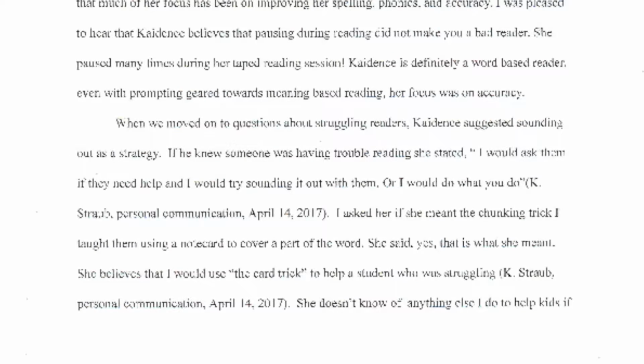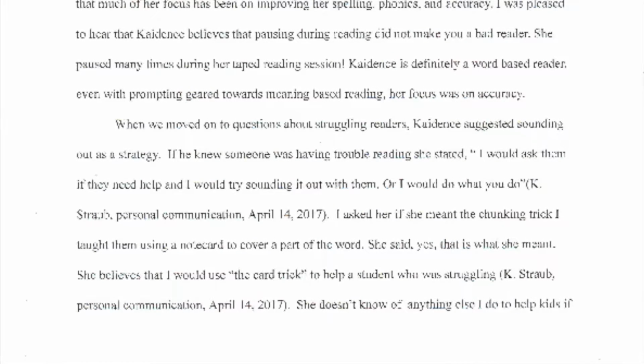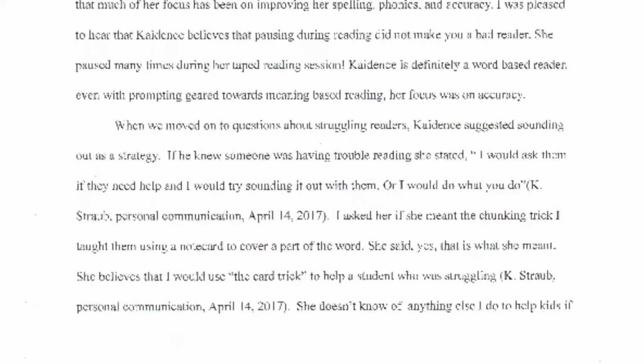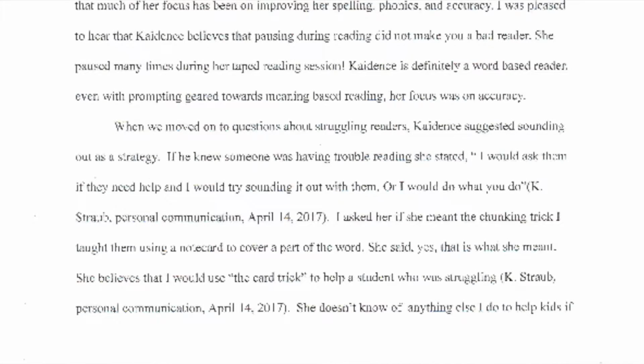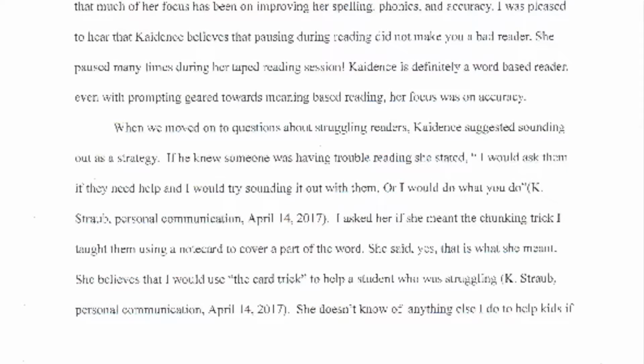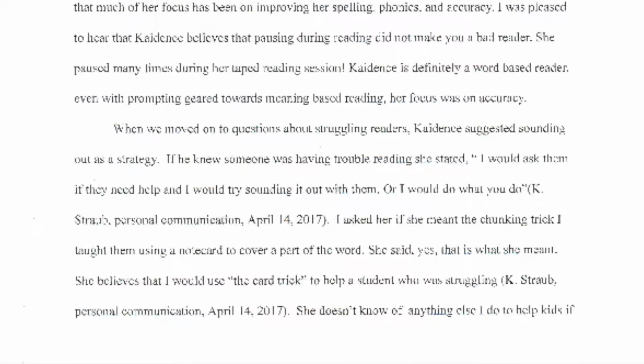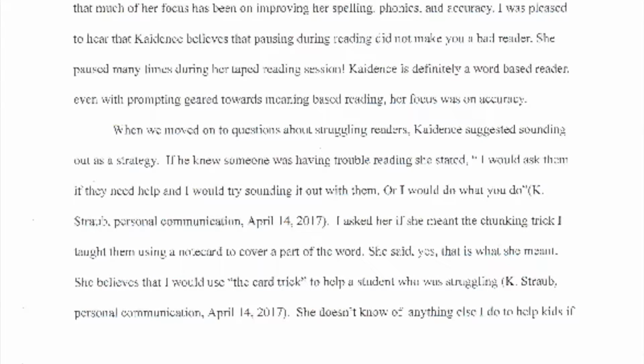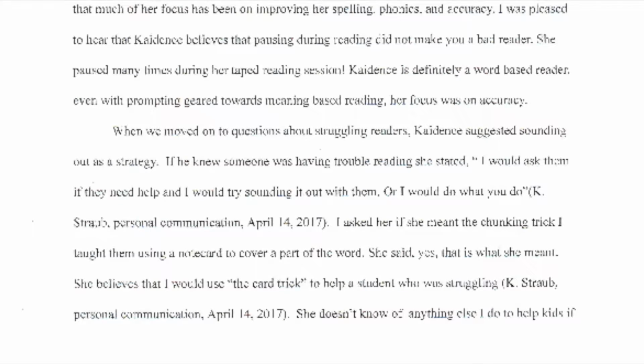So she knows and is comfortable with that strategy. So I did ask her if that was another trick that she could use, another strategy she could use while reading, and she responded that, yeah, that could have been something that she could have said to that previous question of what does she do when she gets stuck.